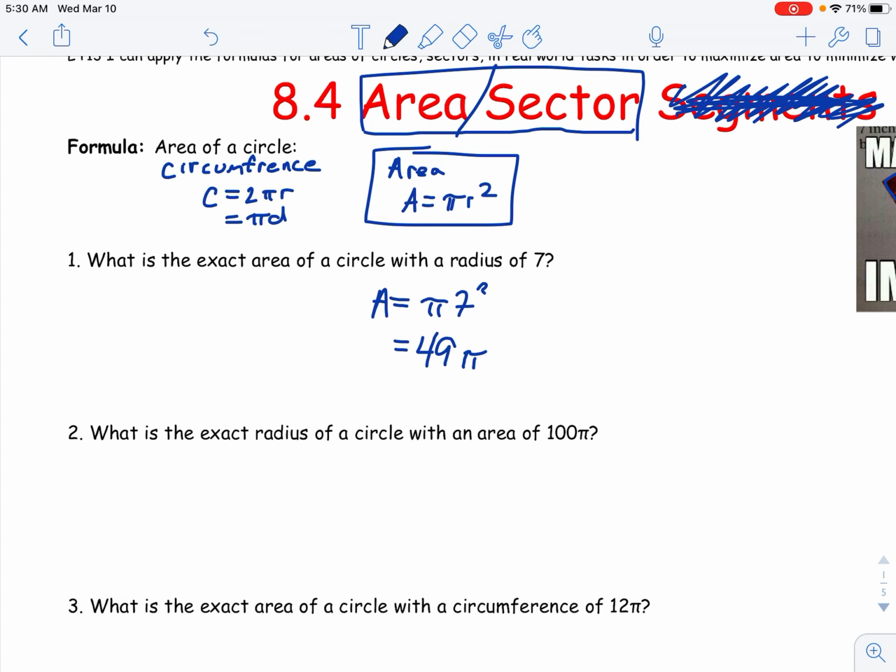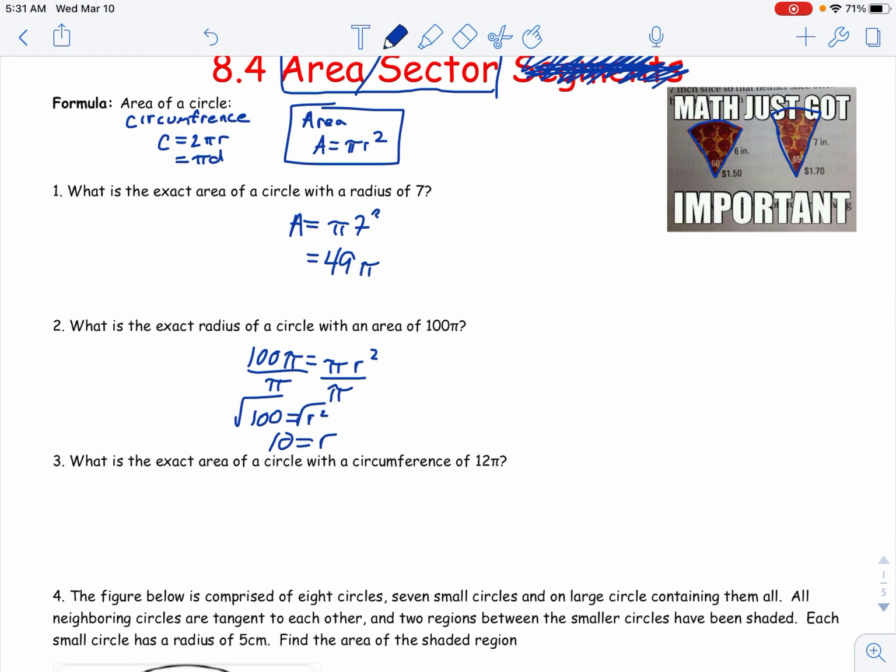What is the exact radius of a circle with area of 100 pi? So this time we're going to plug 100 pi in for the A, and it's going to be pi r squared. Divide both sides by pi. 100 equals the radius squared. And don't forget to do the square root of both sides, so 10 equals r.